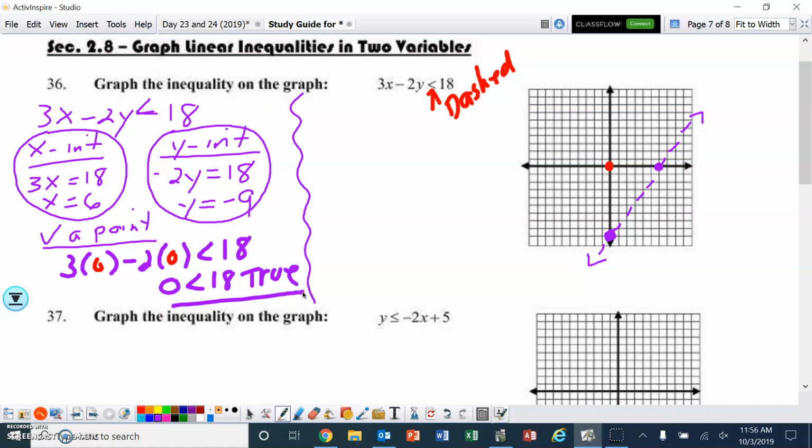So if that is true, that means we want to shade that side of the line. So we would shade above the line.